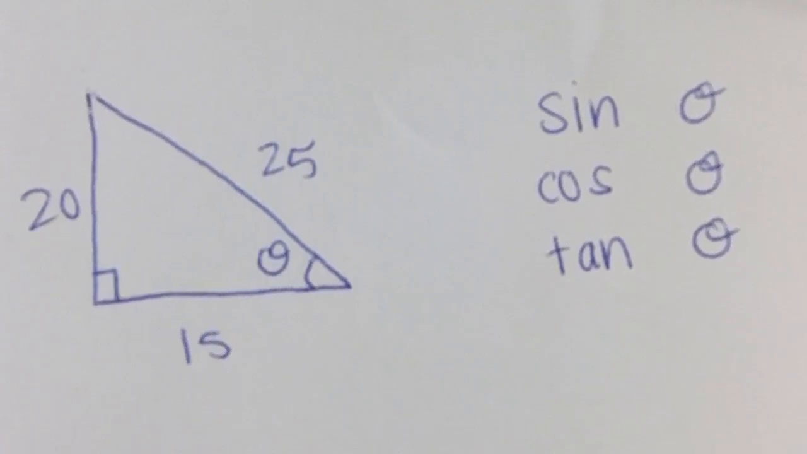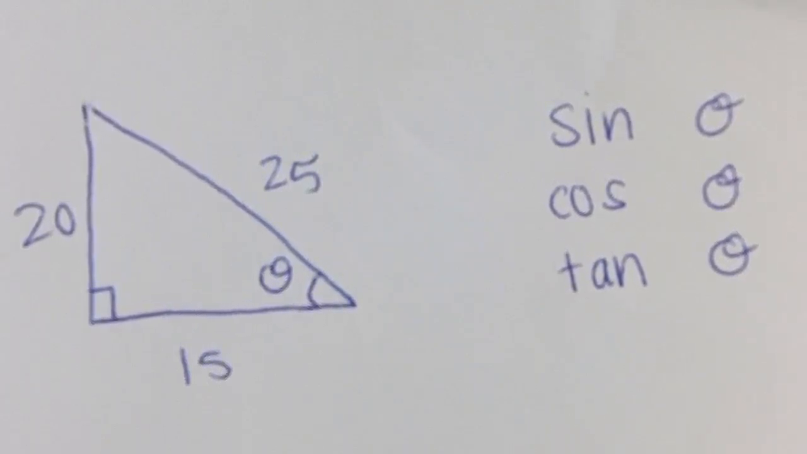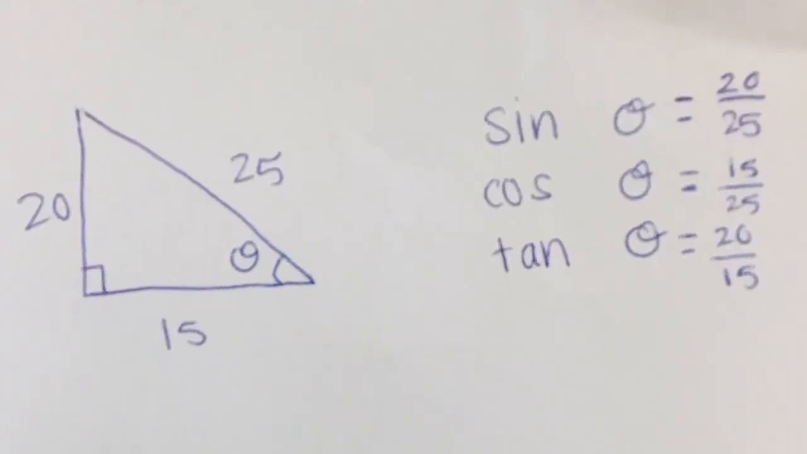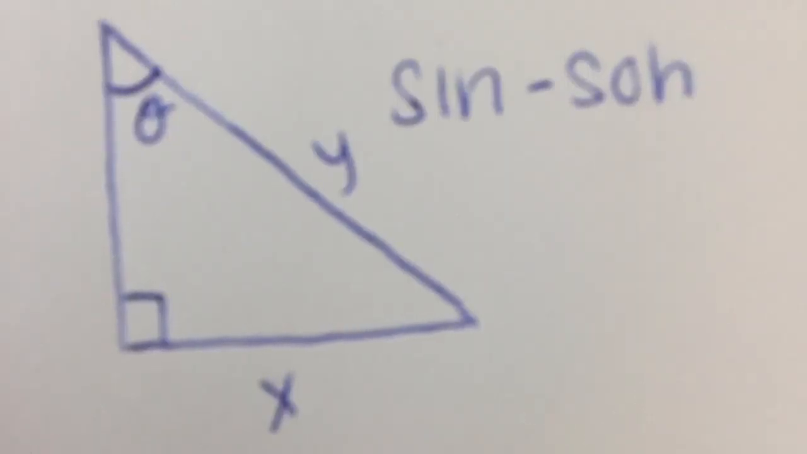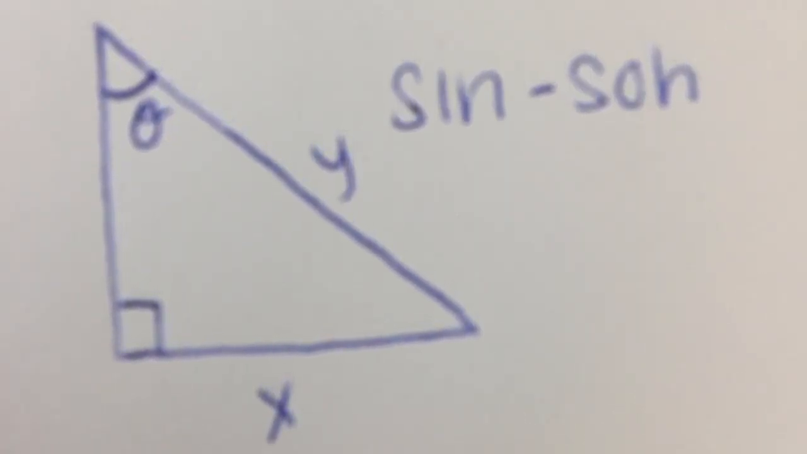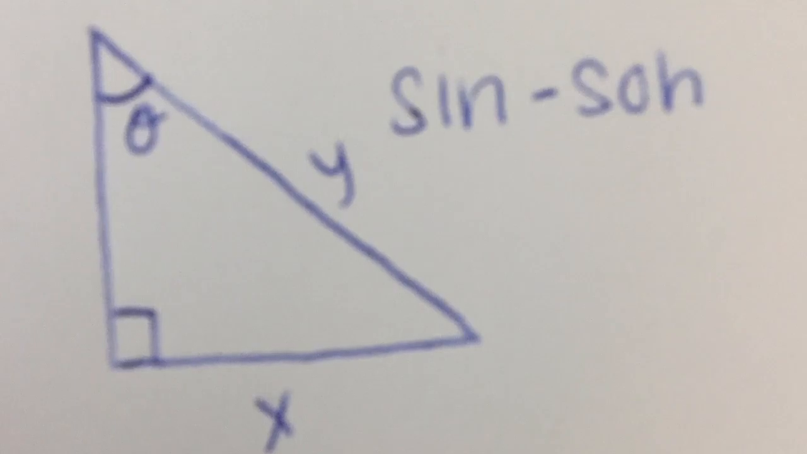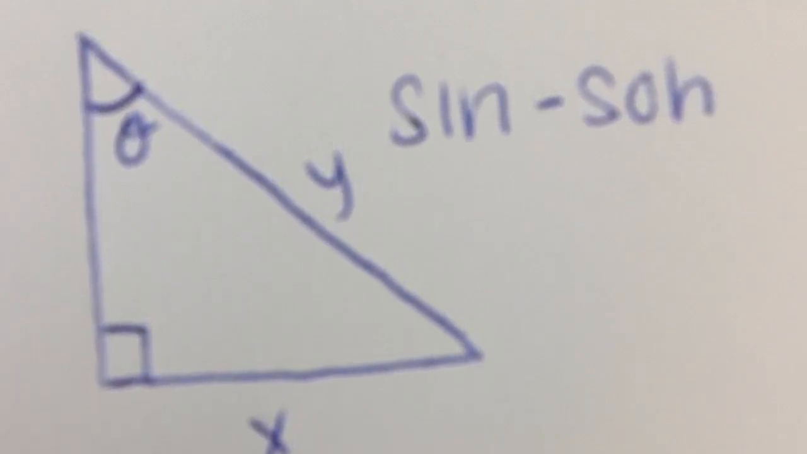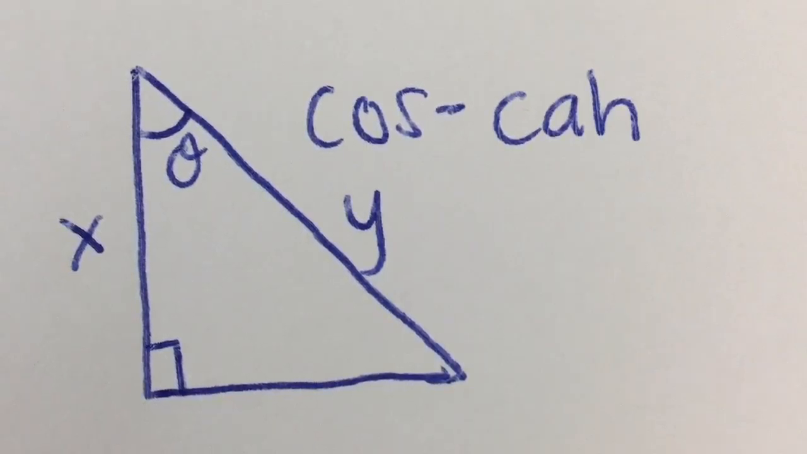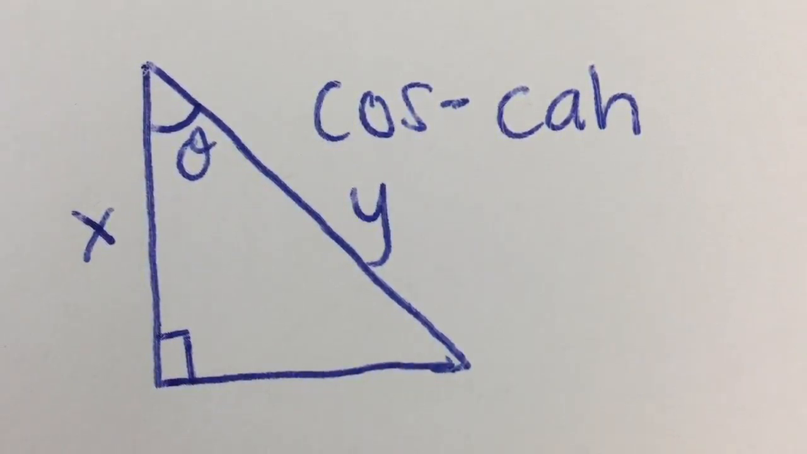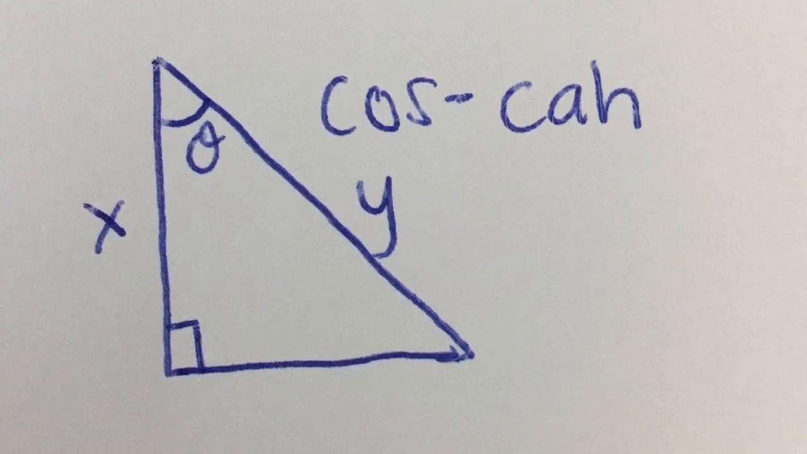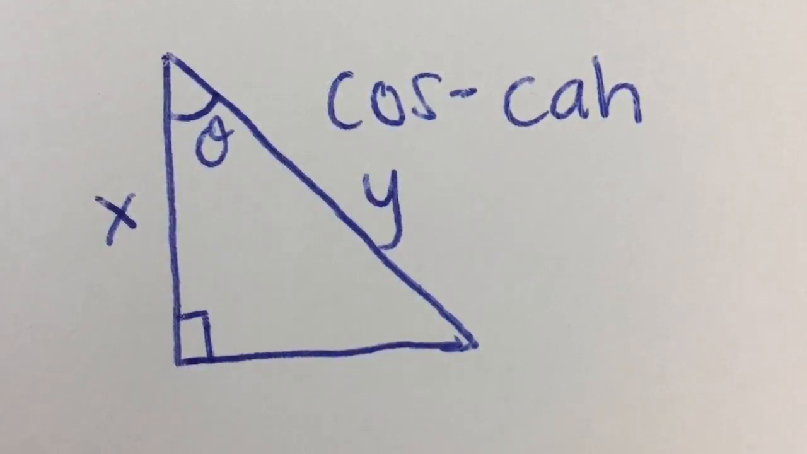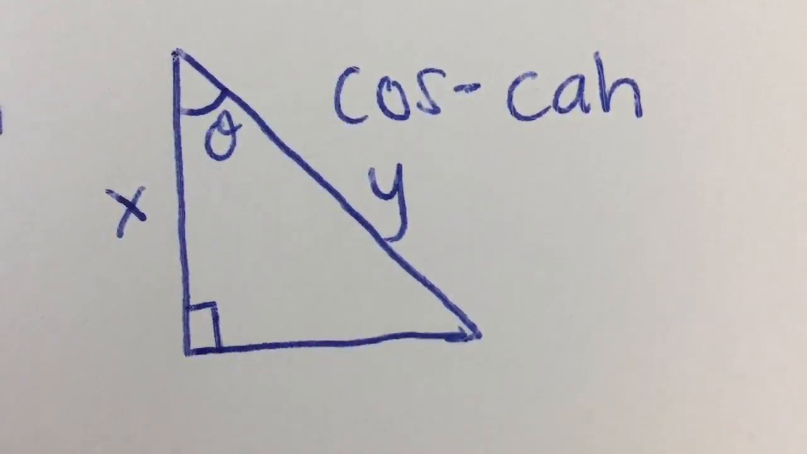For this problem, what you want to do is find the trig function of theta. For sin, you would find x and y, so you'd find the opposite side and hypotenuse. Hypotenuse is always the longest side. For cos, you would find adjacent and hypotenuse. Adjacent is always the side that is closest to theta, the angle you're trying to find.